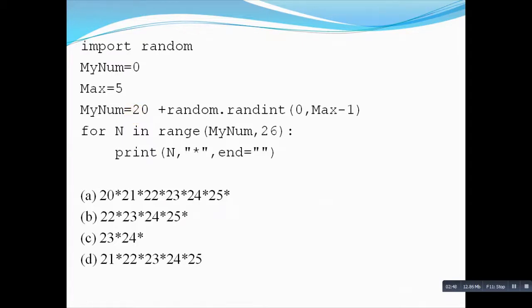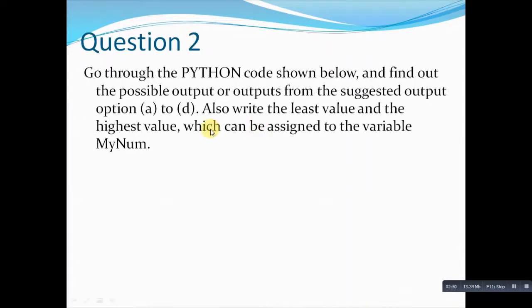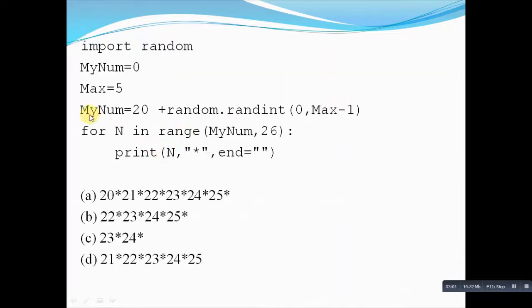So one question was there. If I get back to the question, you can see that it also asks to write the least value and the highest value which can be assigned to the variable mynum. So what is the answer of the second part here? The answer of the second part is the minimum value of mynum is 20.